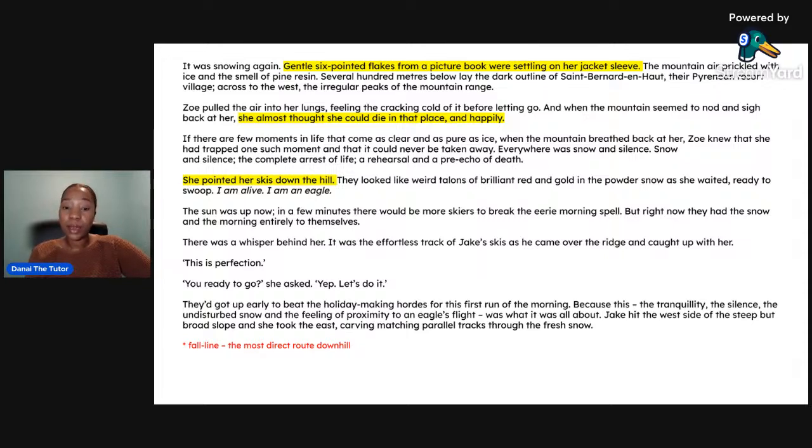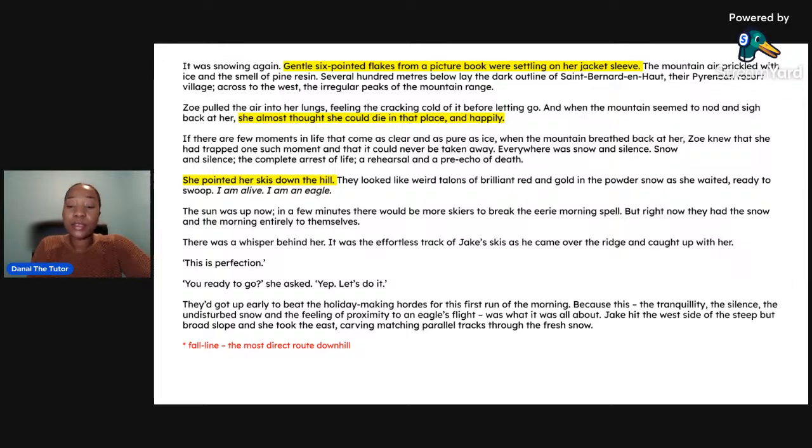There was a whisper behind her. It was the effortless track of Jake's skis as he came over the ridge and caught up with her. This is perfection. You ready to go? she asked. Yep, let's do it. They got up early to beat the holiday-making hordes for this first run of the morning, because this, the tranquility, the silence, the undisturbed snow, and the feeling of proximity to an eagle's flight was what it was all about. Jake hit the west side of the steep but broad slope, and she took the east, carving matching parallel tracks through the fresh snow.